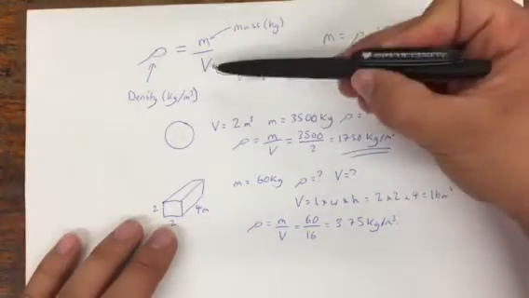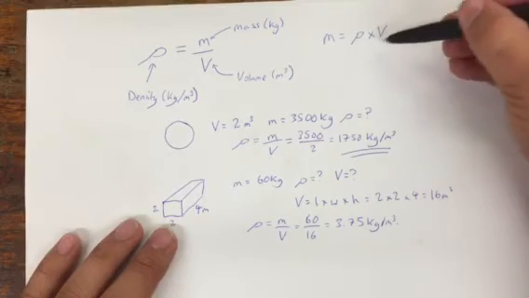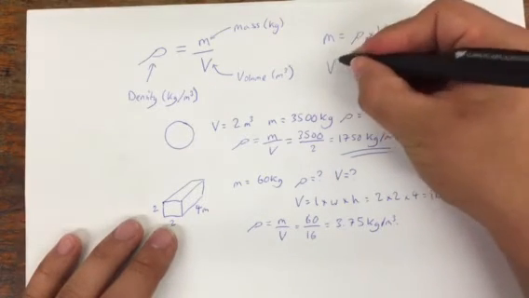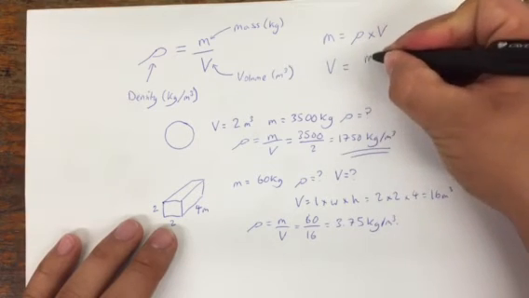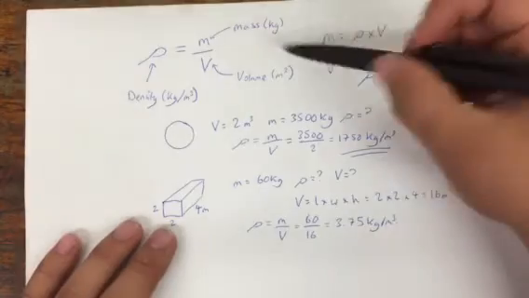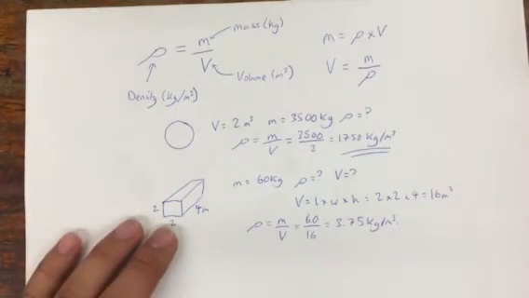And the other equation I could possibly want would be volume. If I want volume on its own, I've got to get rid of density. So volume is going to be equal to mass divided by density. So those are the 3 possible equations I could be asked to use.